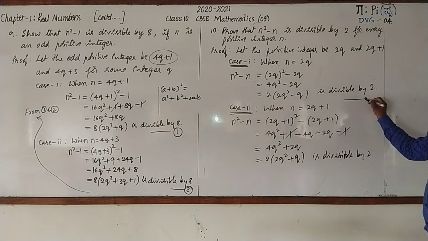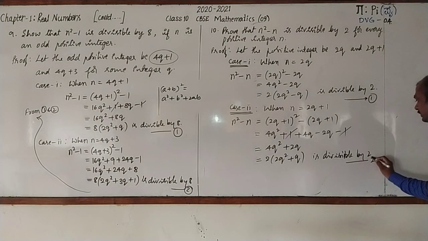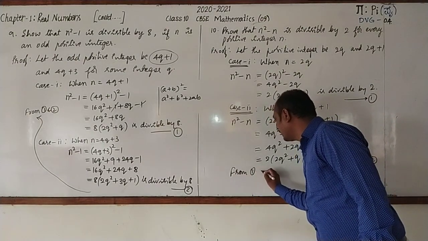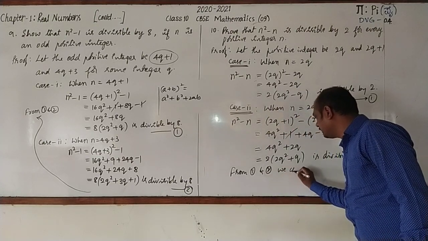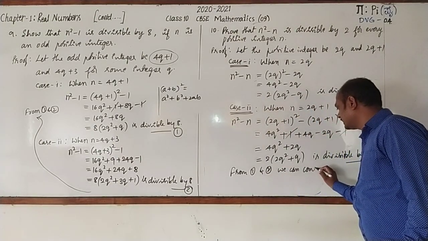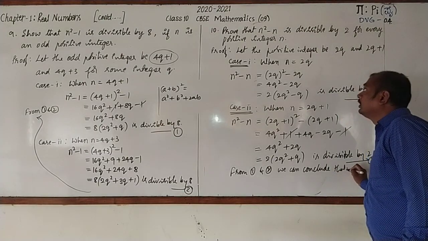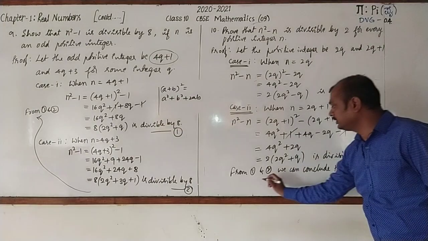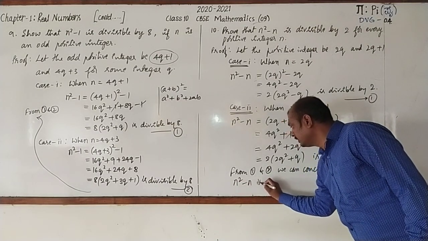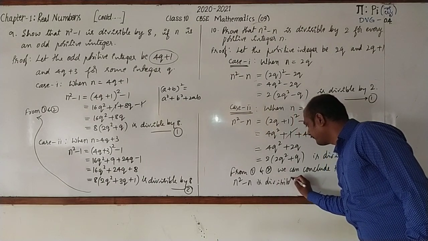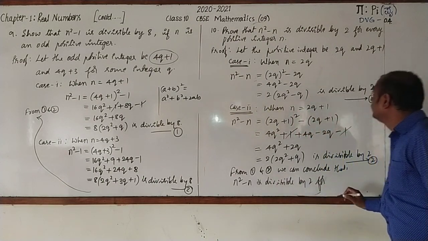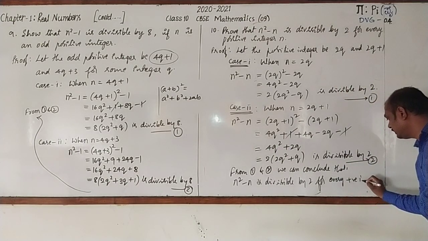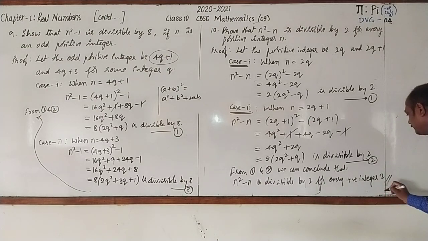You may call this as statement 1 and this as statement 2. So from 1 and 2, we can conclude that n square minus n is divisible by 2 for every positive integer n. N square minus n is divisible by 2 for every positive integer. Clear?